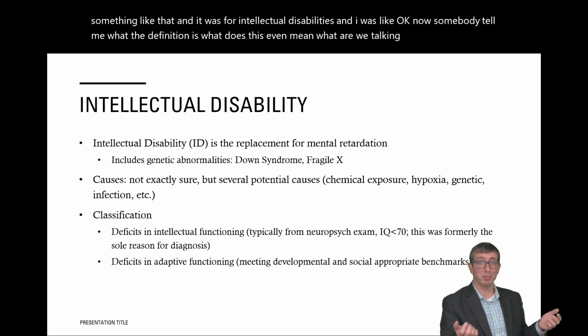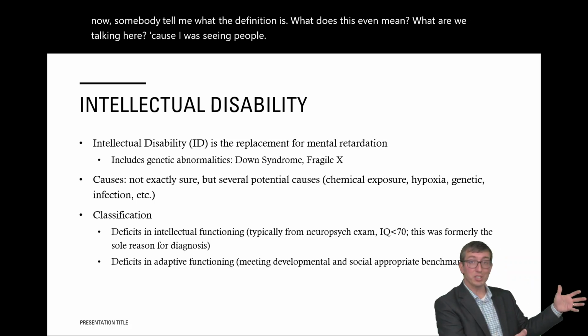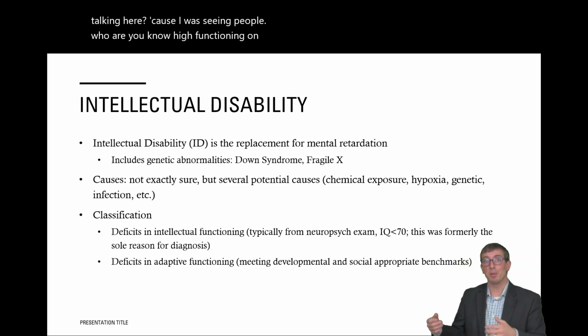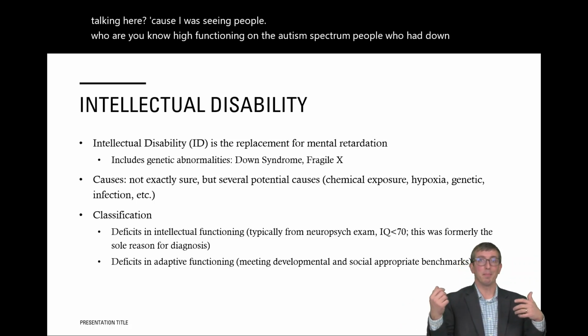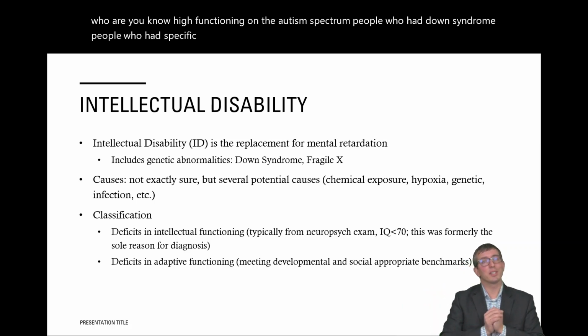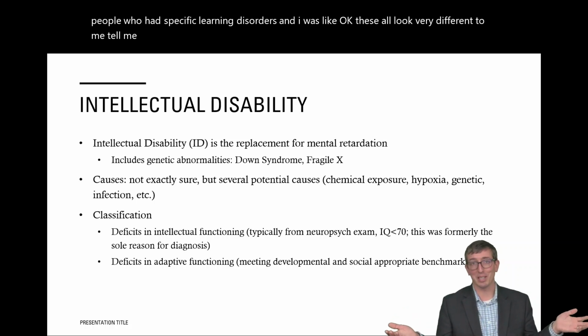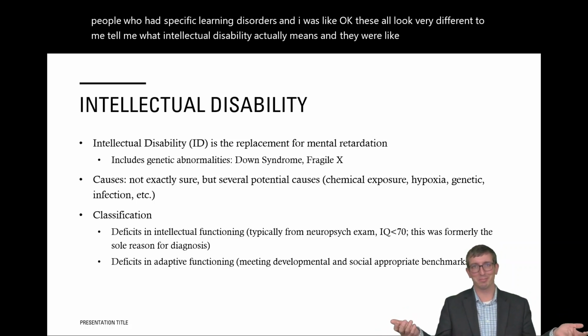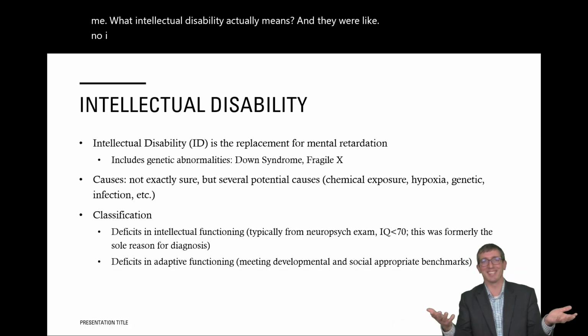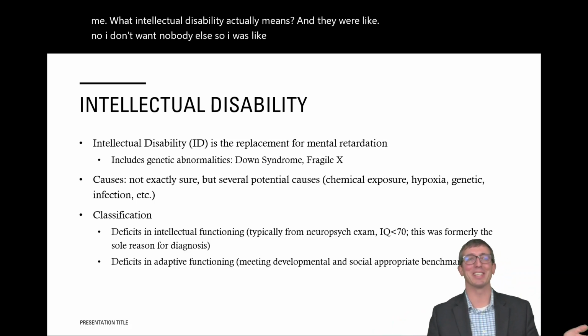I was seeing people who were high functioning on the autism spectrum, people who had Down syndrome, people who had specific learning disorders, and I was like, okay, these all look very different to me. Tell me what intellectual disability actually means. And they were like, well, I don't know, and nobody knows. So I was like, how the heck do we even do this?